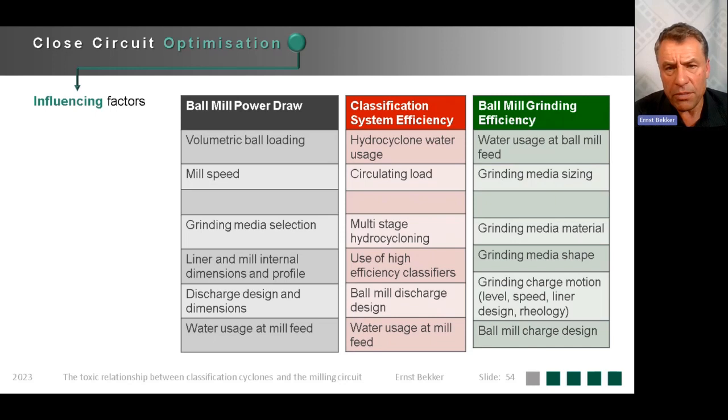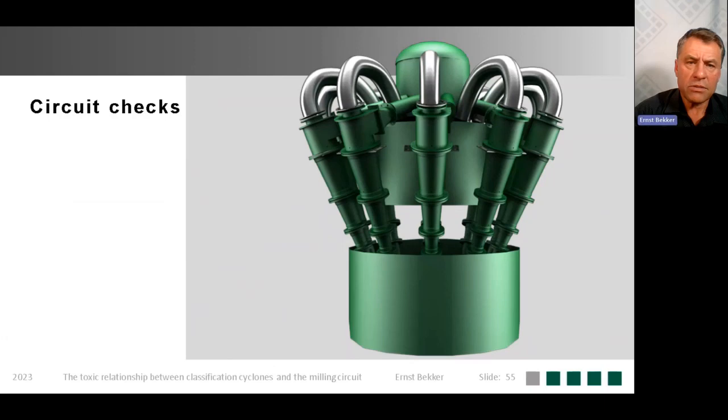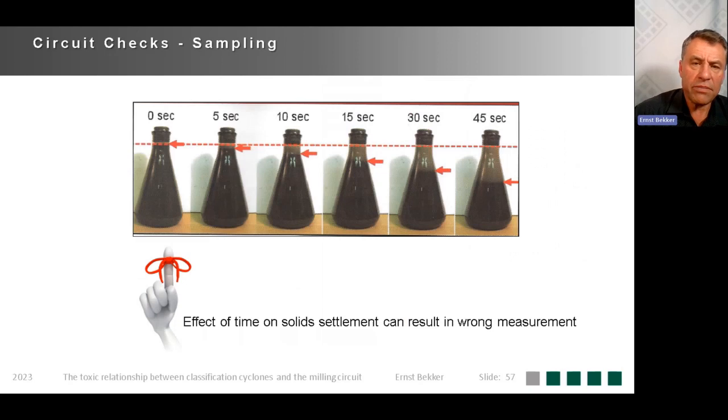So when you want to optimize your milling circuit, the cyclone is only one part of a bigger process, but most of the work actually lies with the mill. Some circuit checks: sampling, using slurry sampling, using a Marcy scale and a beaker. Make sure the scale is calibrated and take the sample properly.